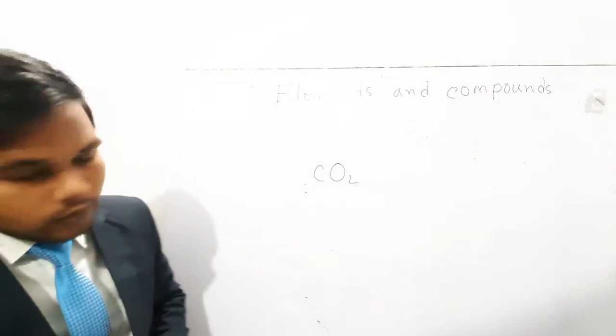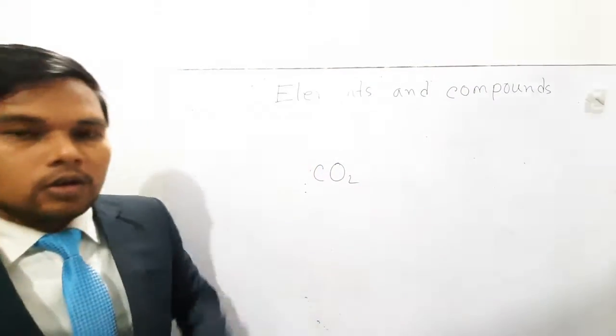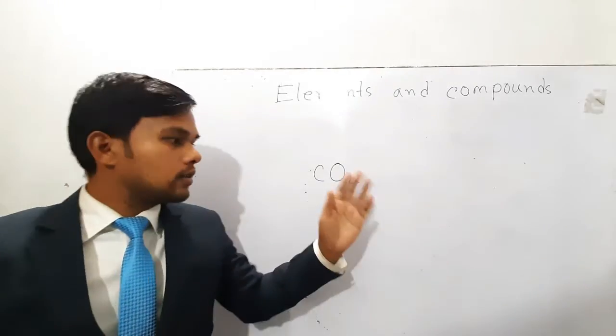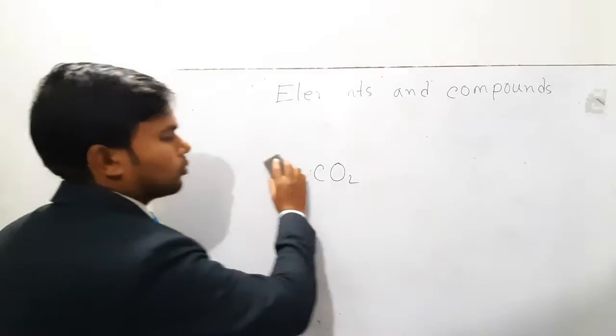Okay, so an element is a substance where we only get one substance, but compounds are substances where we get more than one element.